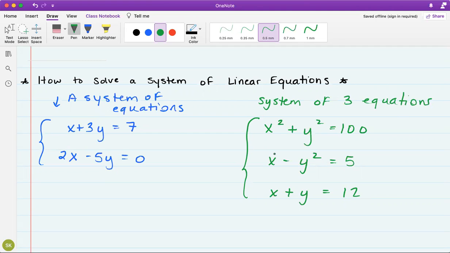I have a system of 3 equations here, and this one had a system of 2 equations. Now, we don't have to just have 2 variables. We can have as many variables as we like.